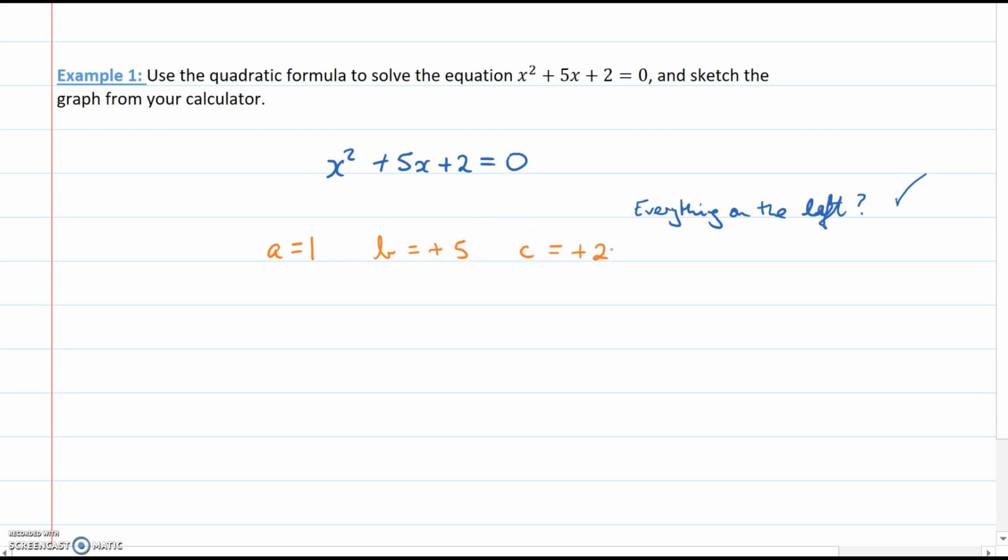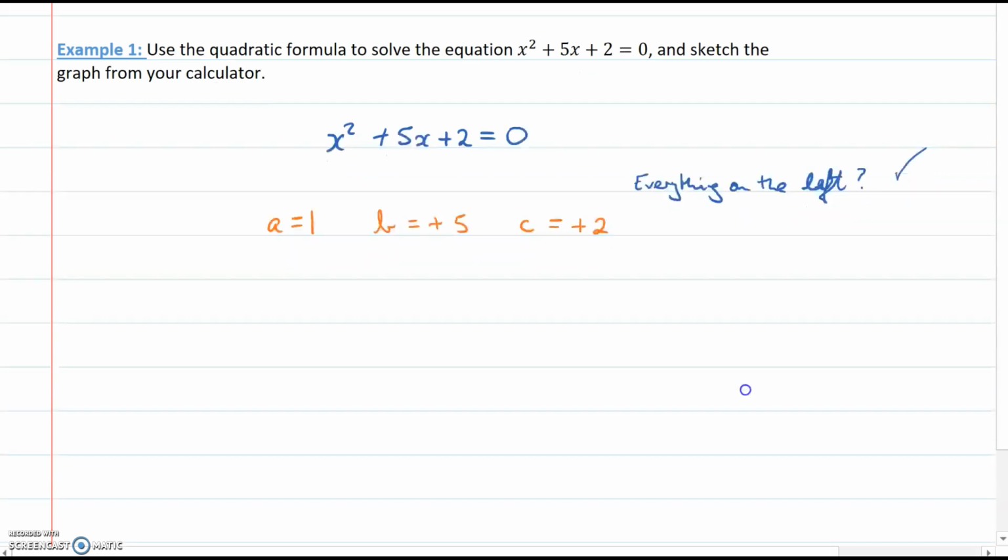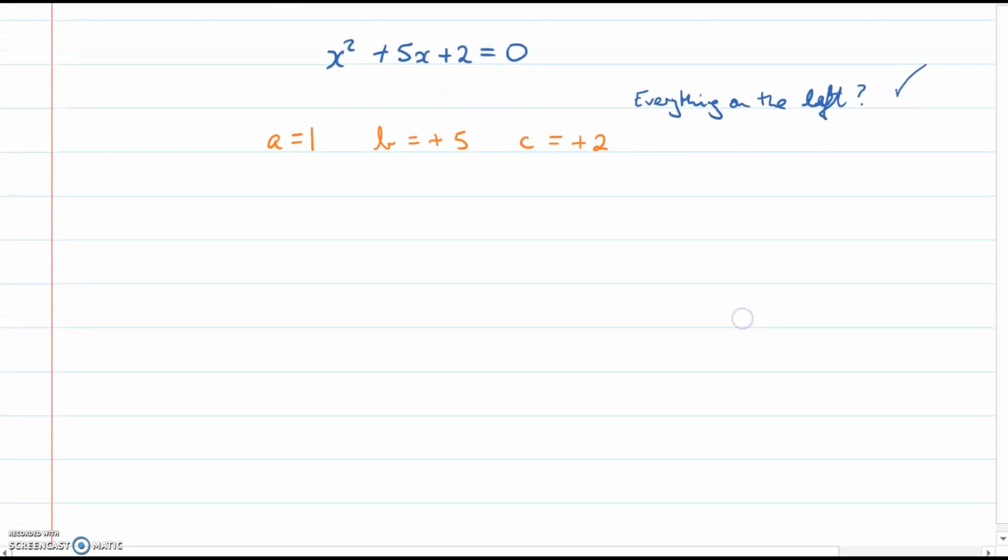Okay, so next, I want you to write out the formula. Because you're going to have to remember it, I find the easiest way to retain it, once you've learned it, is to write it out every time you use it. I'd agree with anyone who says this is mind-numbingly boring. It's incredibly boring, but it's also the best way to remember it, I find. So the quadratic formula tells us that x is equal to minus b plus or minus the square root of b squared minus 4ac, all over 2a.